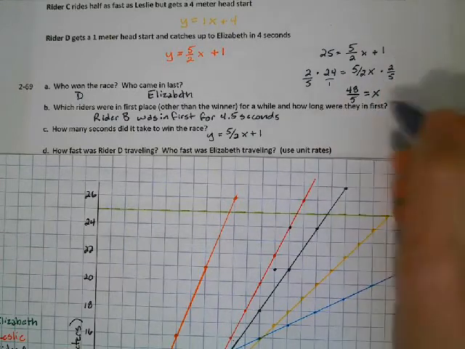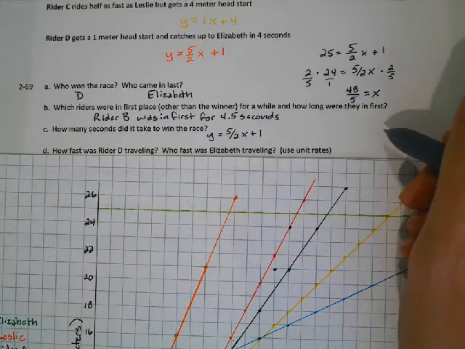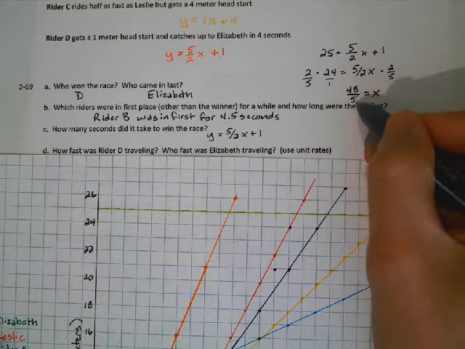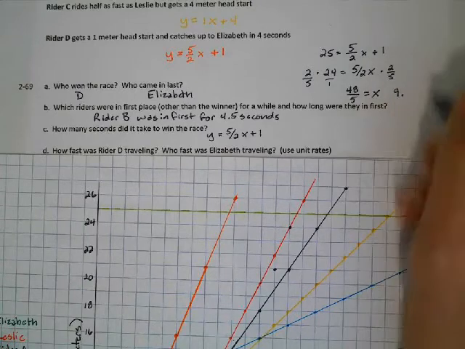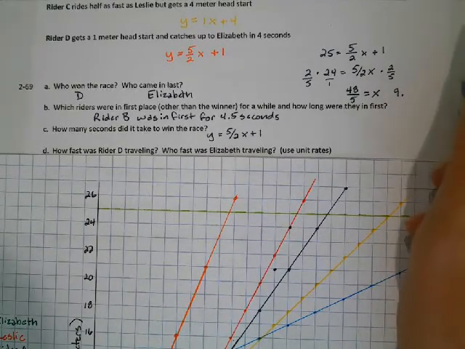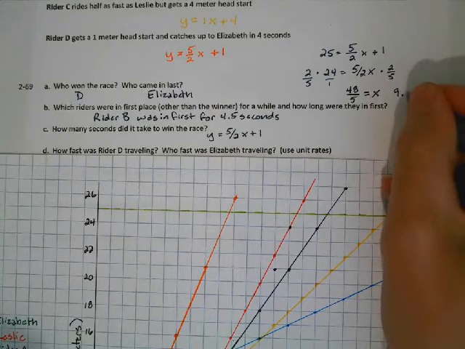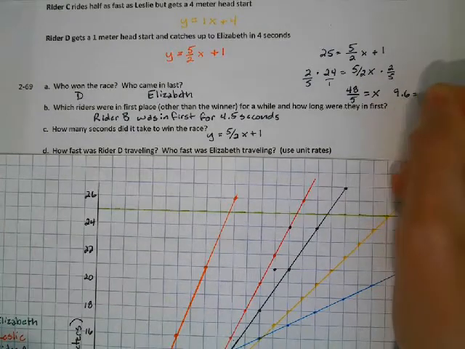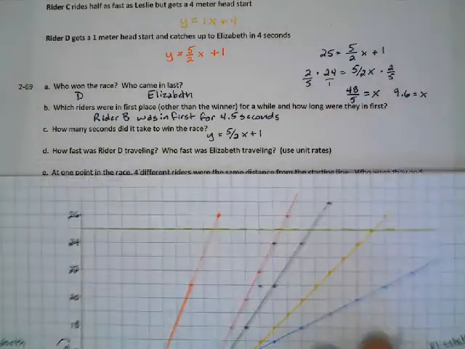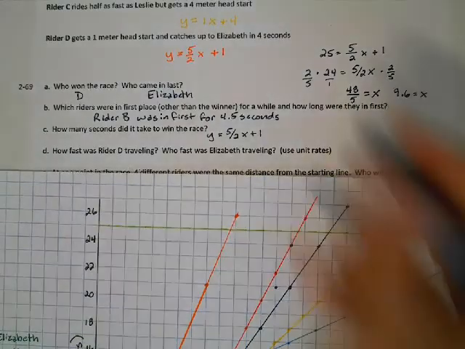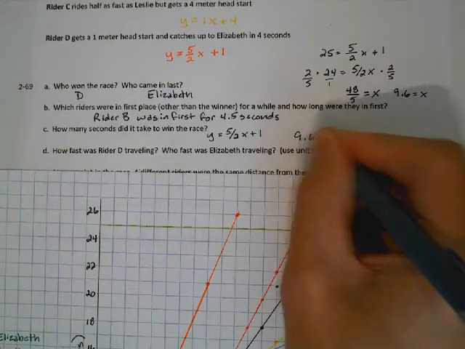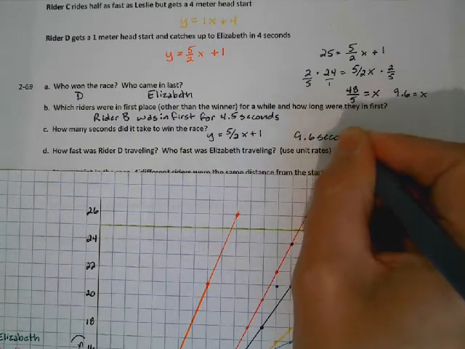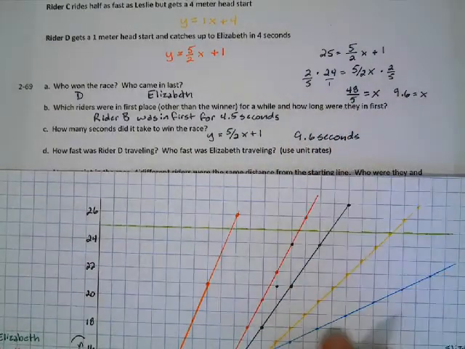Well, we can do better than that. We would probably want a decimal answer here. So how many times does 5 go into 48? It goes in there 9 times, with 3 left over. So that would be 9.6. So we now know it took 9.6 seconds for Rider D to win.